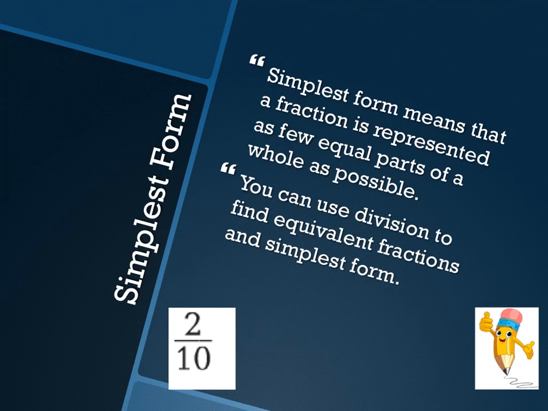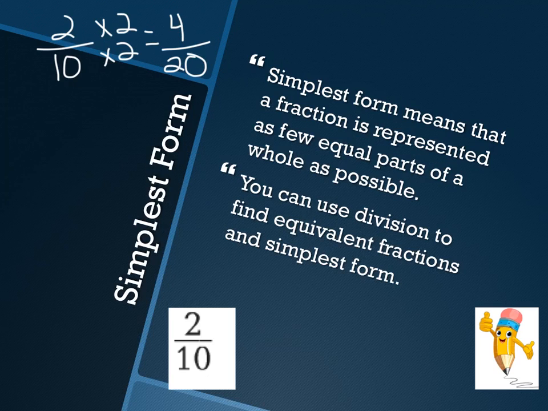To use simplest form means that a fraction is represented by as few equal parts as possible. You can use division to find equivalent fractions and even simplest form. Let's try this example. I see the fraction 2/10. Yesterday we learned to use multiplication and take that fraction 2/10 and split them into more pieces, say by multiplying by 2, to get an equivalent fraction of 4/20.